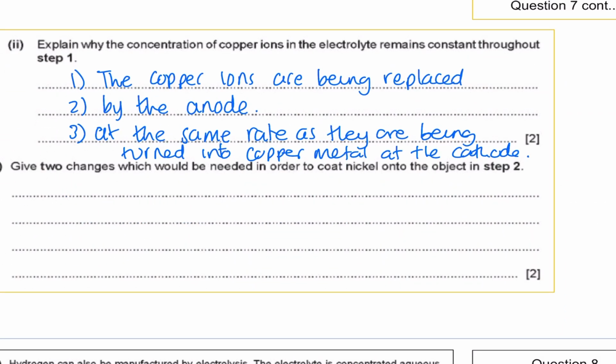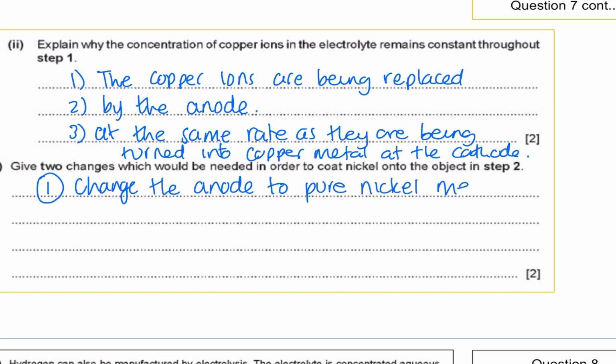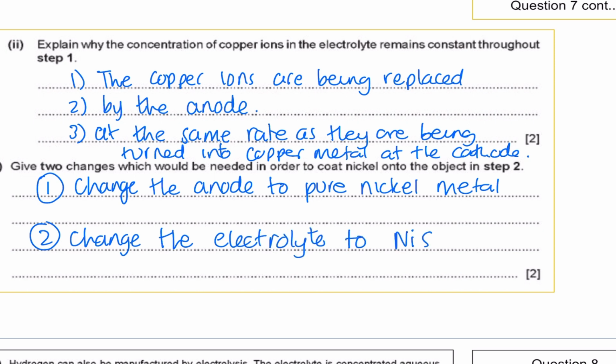So what we need to do, 2 changes. Change number 1 would be to change the anode to pure nickel metal. And change 2 would be to change the electrolyte to nickel sulfate, something like that.